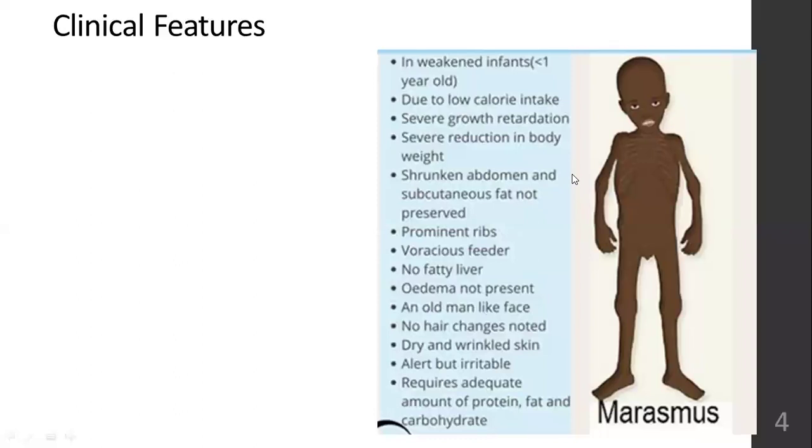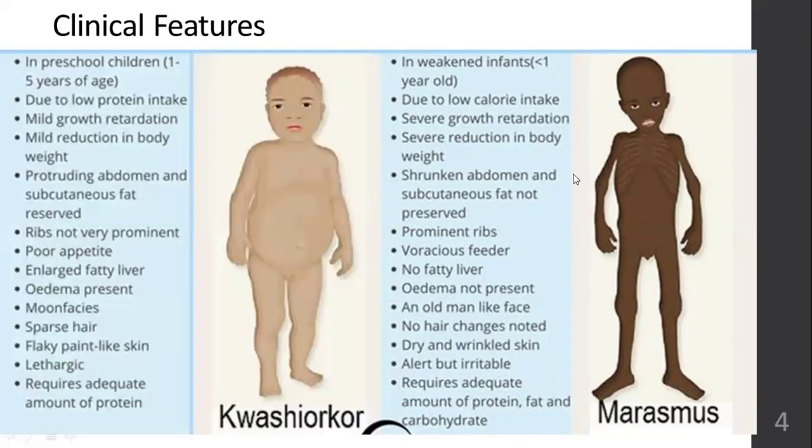The child requires an adequate amount of protein, fat, and carbohydrate. All macronutrients are required here. You have to make an intervention which can provide all these three macronutrients so that the child can be brought back to health. So this is about marasmus, clinical features of marasmus.